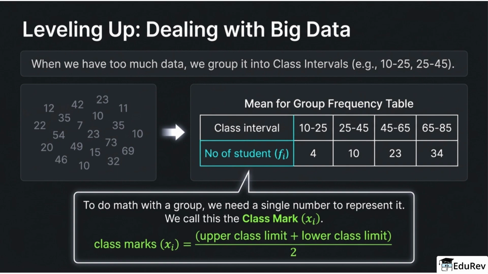When we have too much data, we group it into class intervals, such as 10 to 25 or 25 to 45. However, to actually do math with a grouped frequency table, we need a single number to represent that entire group. We call this representative number the class mark, denoted as x sub i. To calculate the class mark, you add the upper class limit to the lower class limit and divide the sum by 2.